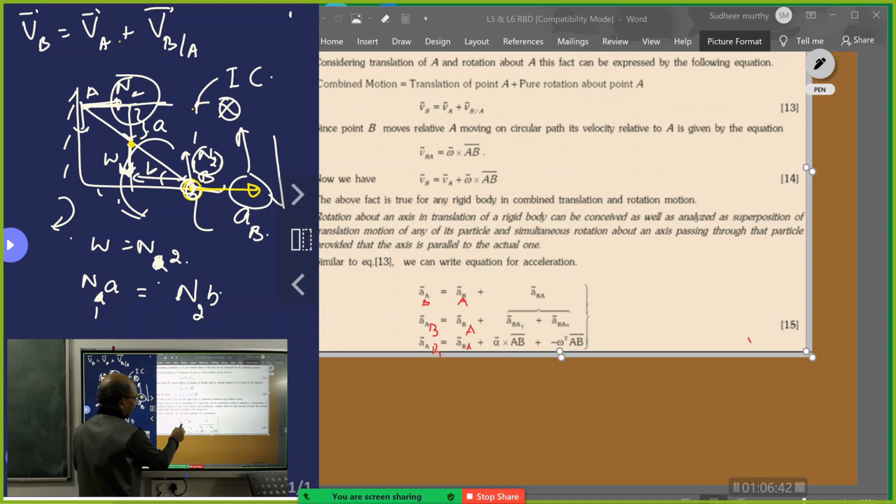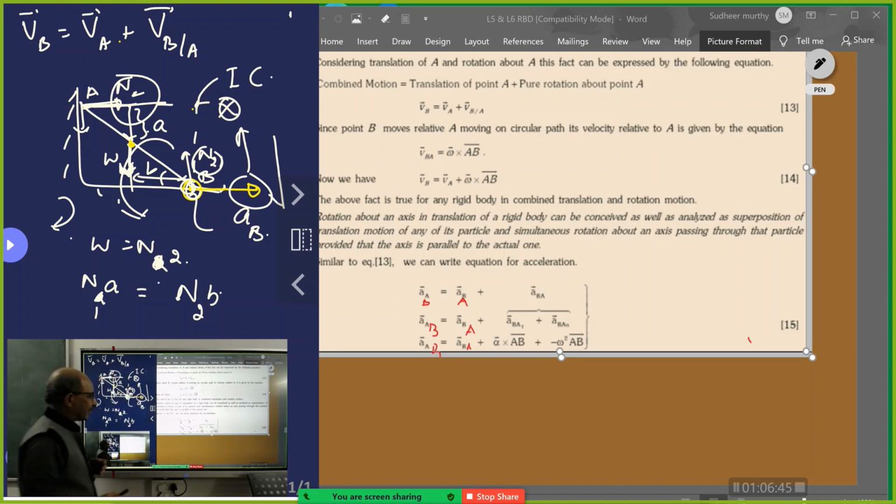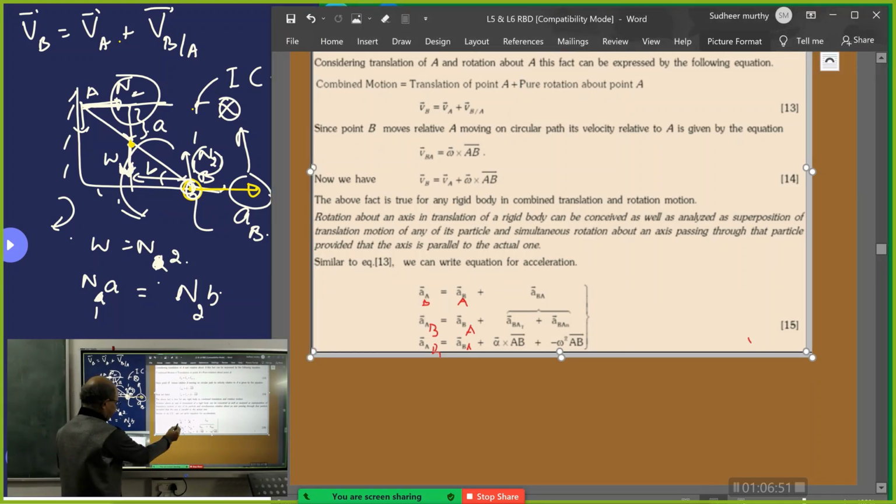Now here you see there is a small correction. There it is printed as A bar of A. It is actually A bar of B. Can you see here? A bar of B.